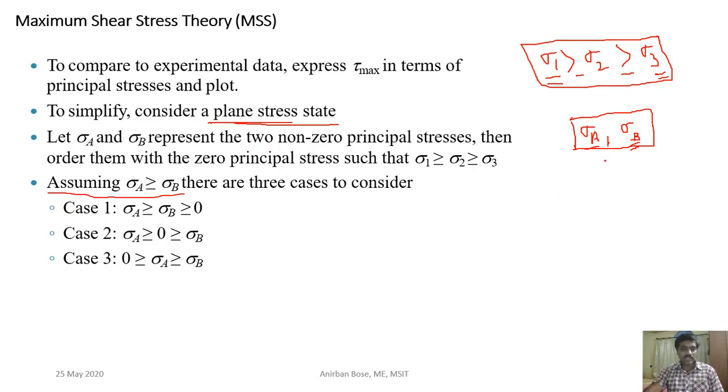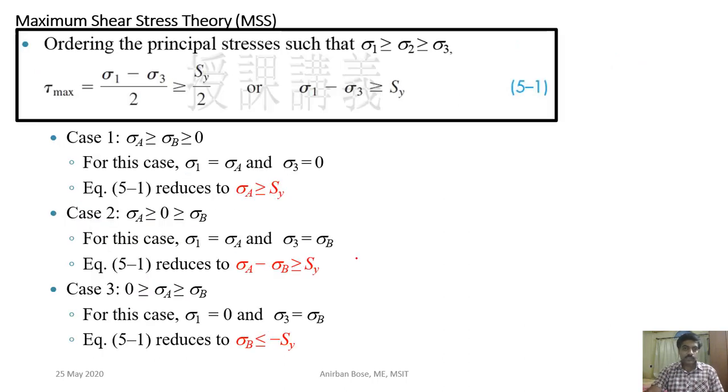and let us first assume that sigma A is greater than sigma B. If this is the situation, then we can create three different cases. In case 1, sigma A is greater than sigma B and both are positive. In case 2, sigma A is positive but sigma B is negative, and in case 3, both are negative. So these three situations can occur, and in each of the cases, what will be the condition of failure according to the maximum shear stress theory?